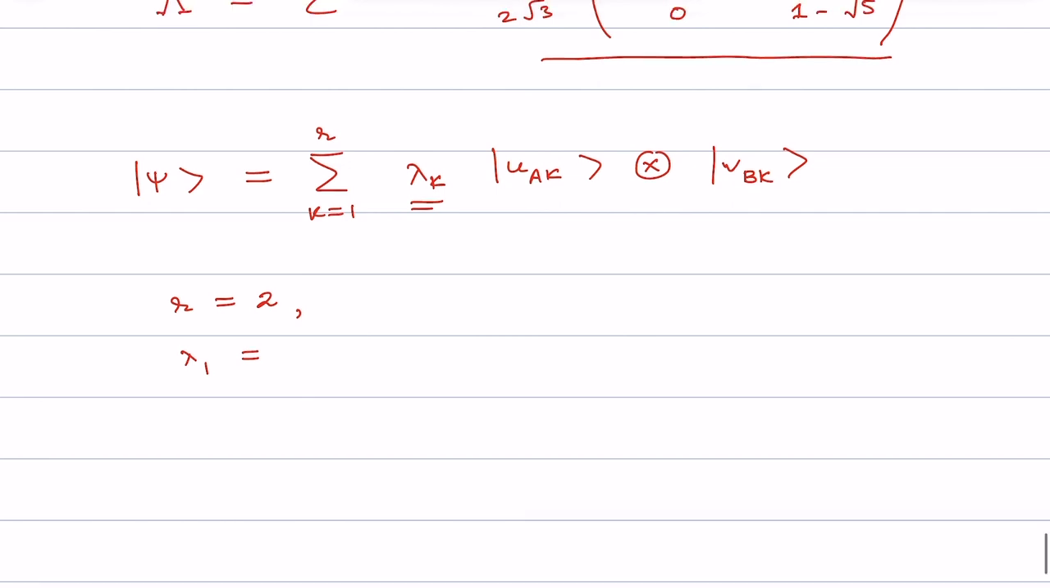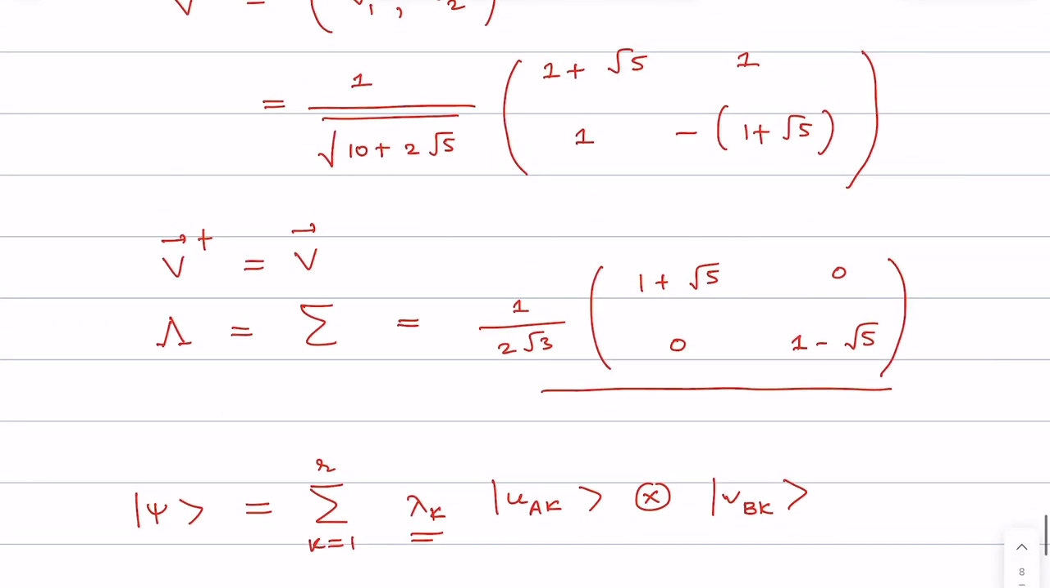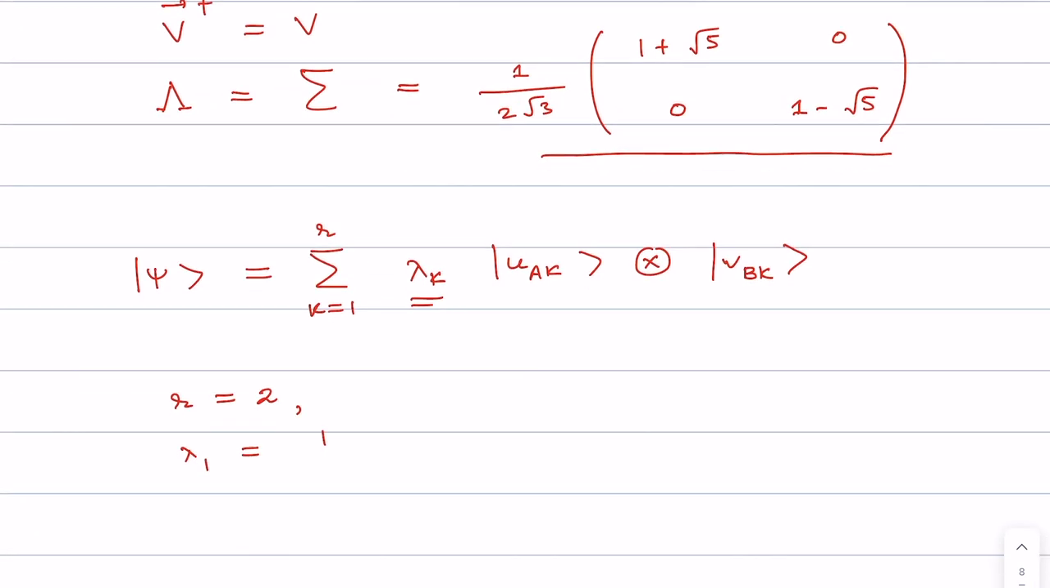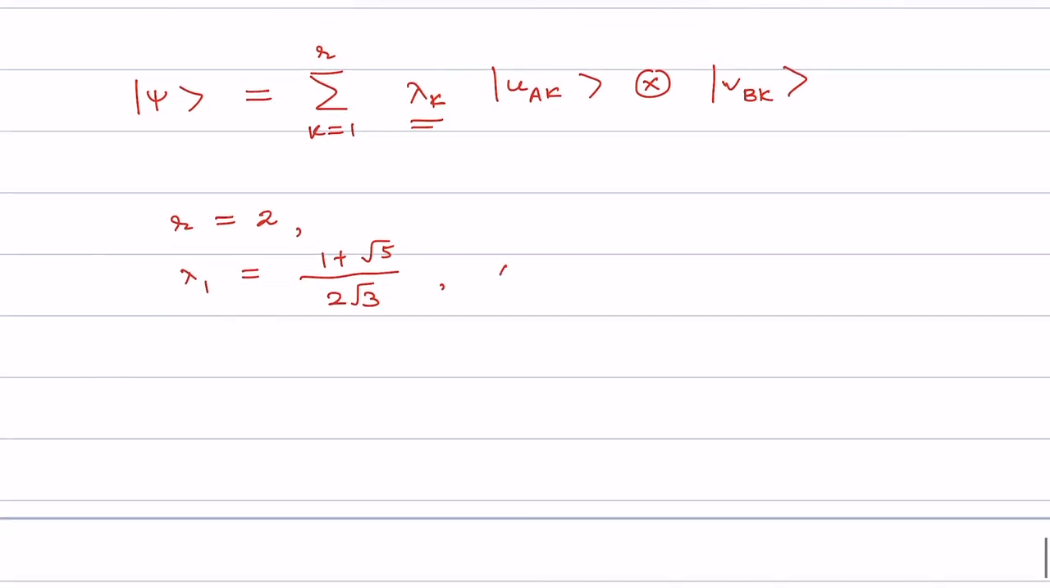And you can easily make out that lambda 1 would be equal to 1 plus root 5 divided by 2 root 3. This you can get from the sigma matrix here. And lambda 2 is equal to 1 minus root 5 divided by 2 root 3. And also you can verify, you can easily find that lambda 1 square plus lambda 2 square is equal to 1, which is one of the conditions that the Smith coefficients have to satisfy. As you know, the sum of the squares of lambda k should be equal to 1.